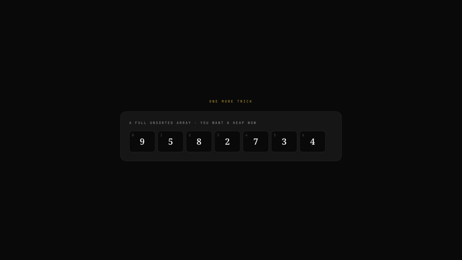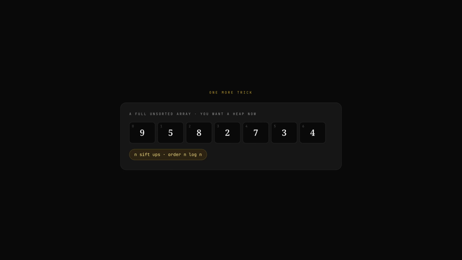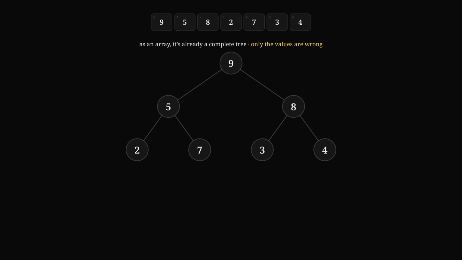You're handed a full unsorted array, and you want a heap now. Inserting each element with sift ups costs order n log n. There's a cheaper way. Take 9, 5, 8, 2, 7, 3, 4. As an array, it's already a complete tree, only the values are wrong. So walk backwards from the last parent, sifting each node down.